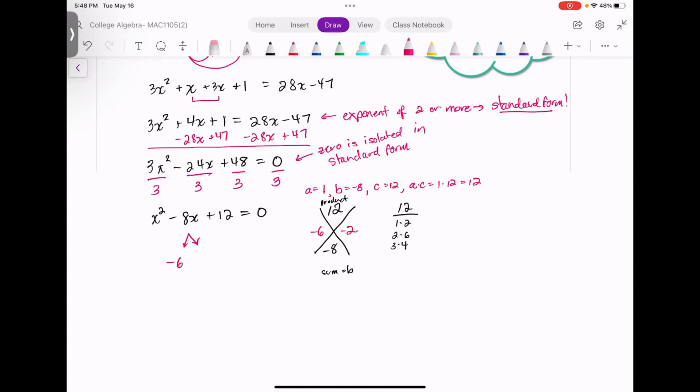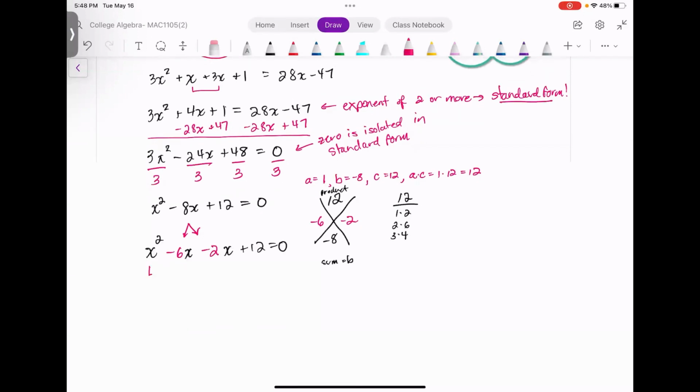So that's how I'm going to split up my middle term. Those two numbers that are the solution to my diamond problem are going to become the coefficients of my middle term. I'm going to group my first two terms and my second two terms. I had to split that middle term so that I had an even number of terms to factor by grouping. And I factor out the greatest common factor from each pair. The largest number or variable that divides both x squared and minus 6x is x.